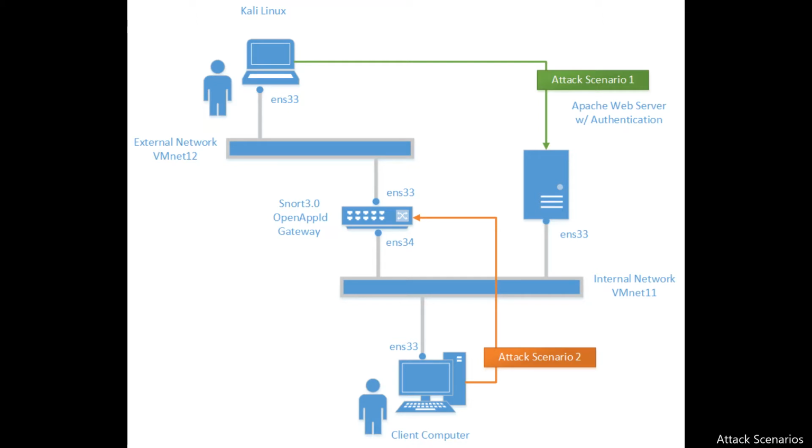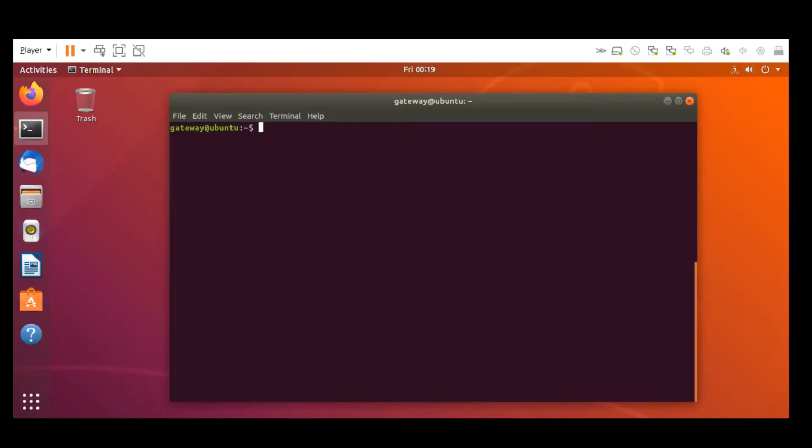We will have two attack scenarios in our exploration. In the first attack scenario, we will show how an attacker from the outside can compromise the login authentication system of a web server. In the second attack scenario, we'll show how SNORT can detect ICMP traffic going across the gateway. In addition, with the use of OpenAppID, we can detect Layer 7 activities that are not approved for daily corporate environments. But more on that later.